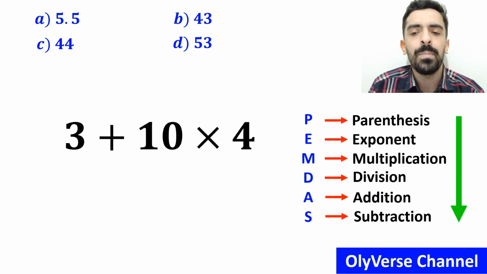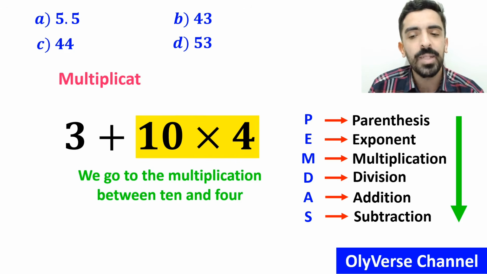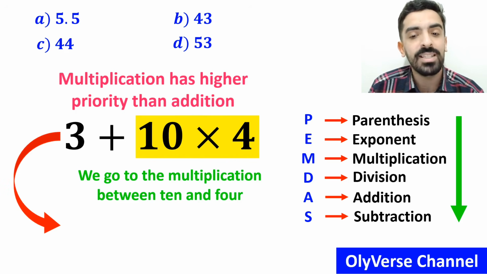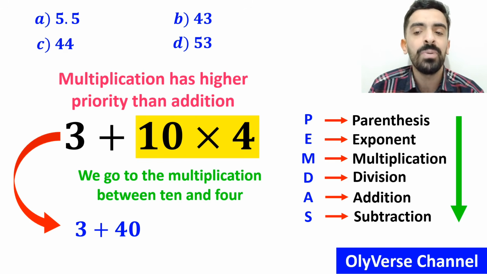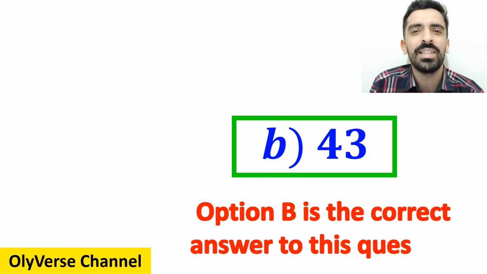And the final step, we go to the multiplication between 10 and 4, because multiplication has higher priority than addition. So, this expression is simplified to 3 plus 40, which ultimately gives us the answer 43. Therefore, option B is the correct answer to this question.